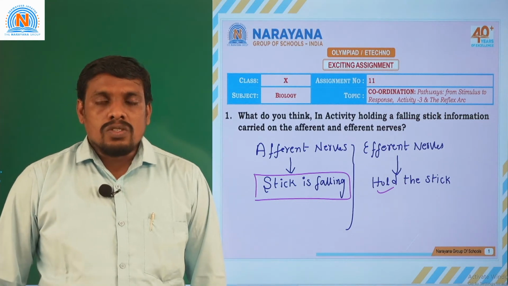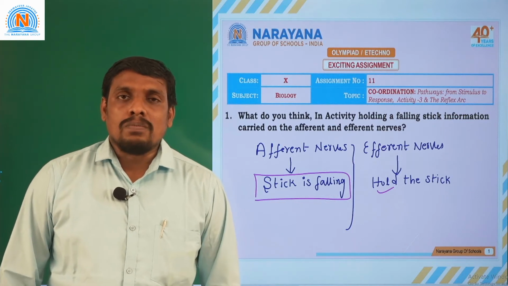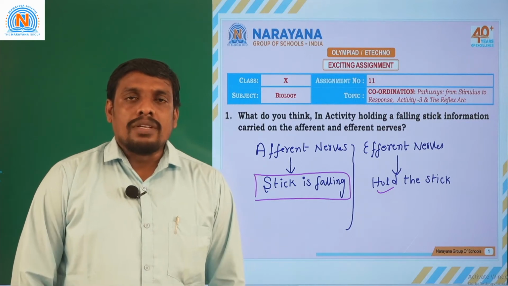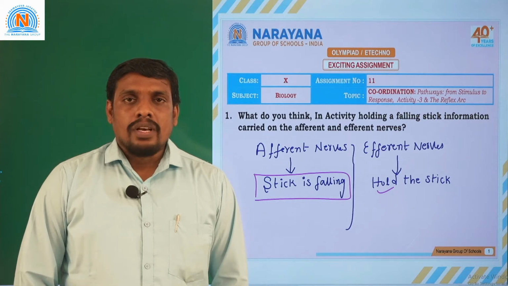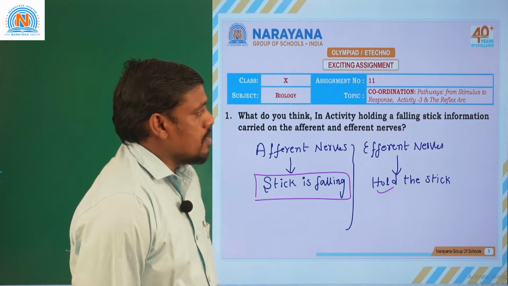Students, in this class I want to discuss with you an assignment key with the help of interesting and awesome examples. Students, let us see each and every question with the help of various examples. Students, reading the first question: what do you think in the activity of holding a falling stick?